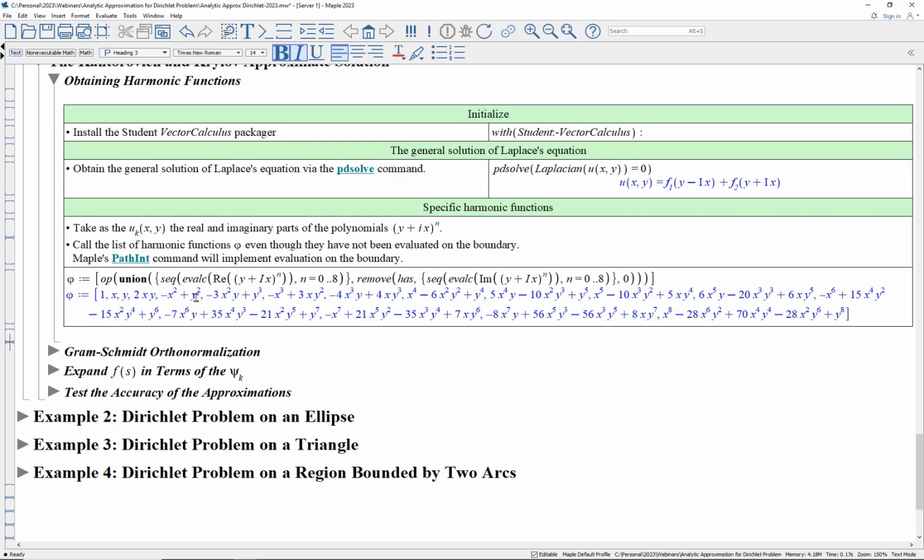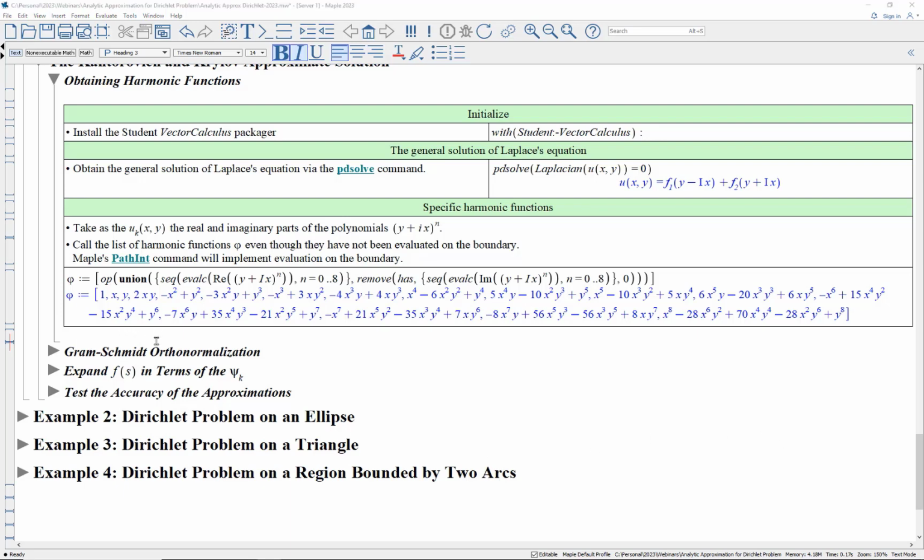I begin by applying evalc to the real part. I generate one solution that is a 0, and I remove it. I don't want the 0. So I get this sequence, put them all in one big set, and you can see this is the 0 order term, is one of them. This is a first degree pair. This is a second degree pair. This is a third degree pair, and so forth, out to an 8th degree polynomial.